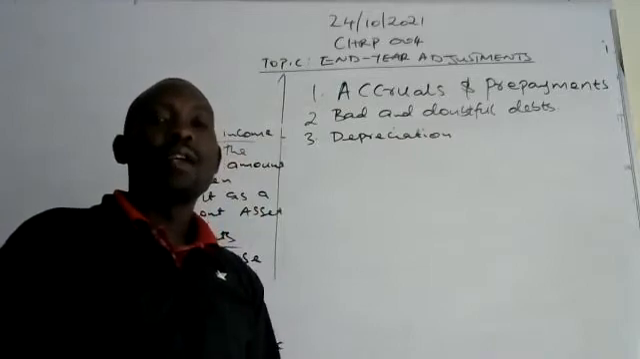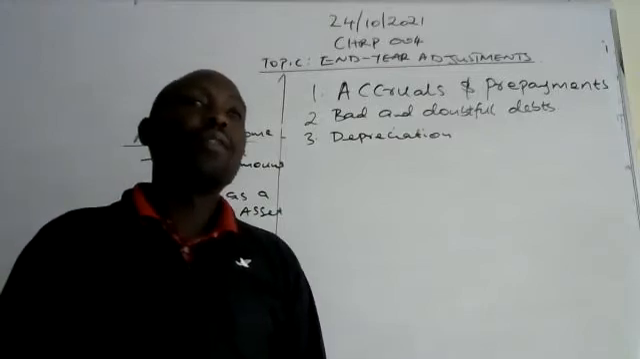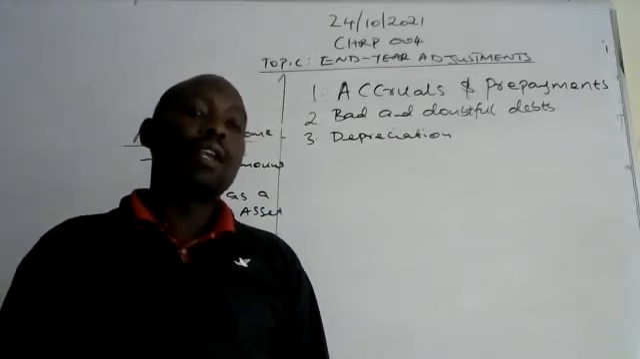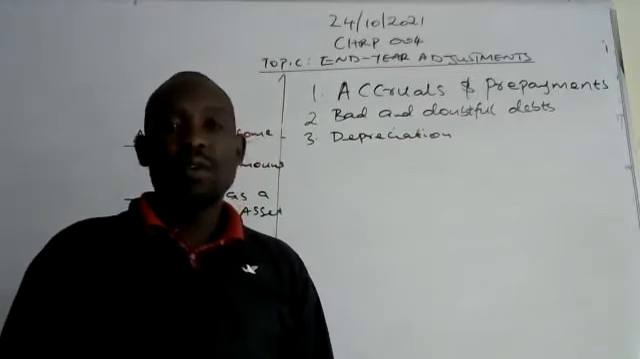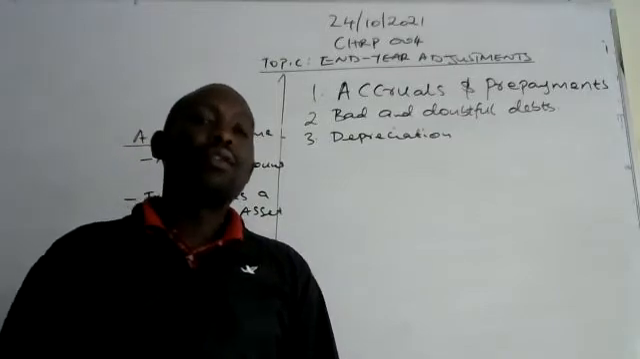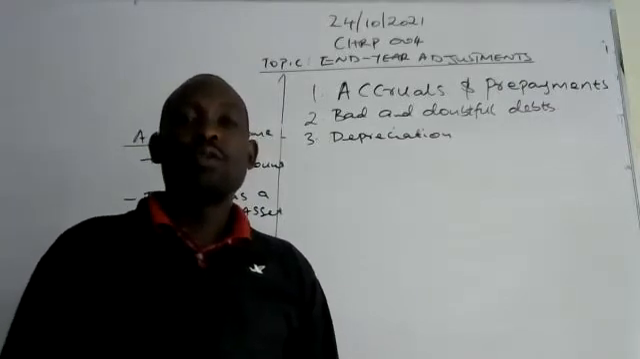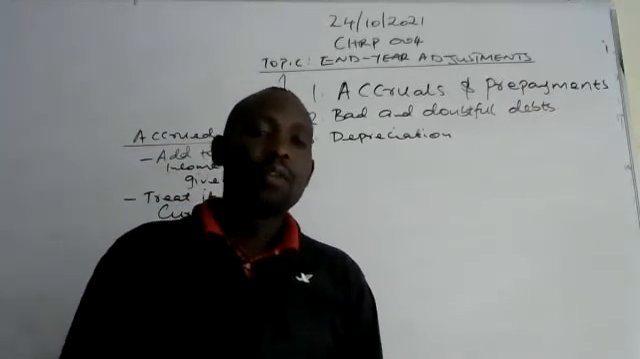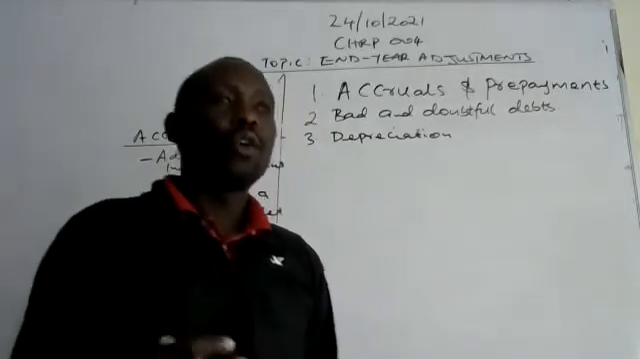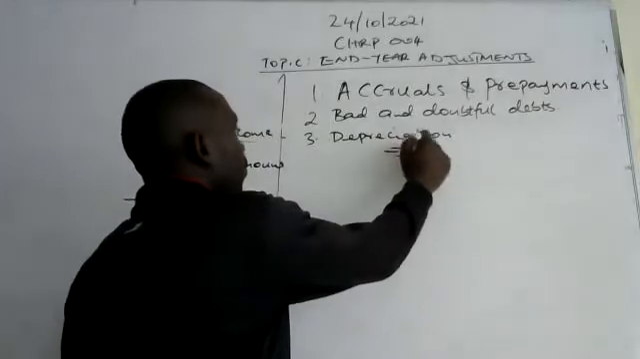The value of that particular motor vehicle at the beginning of the financial year cannot be the same as the value of that asset at the end of the financial year. Obviously, it will have lost value. The difference between the value at the end and the value at the beginning is what we call depreciation. So depreciation is caused by quite a number of factors. Some of them we refer to as physical factors.